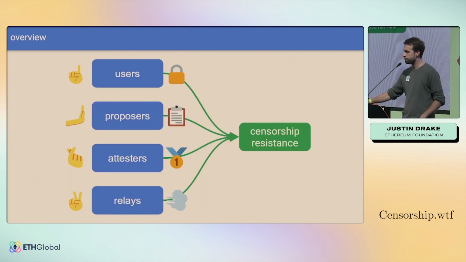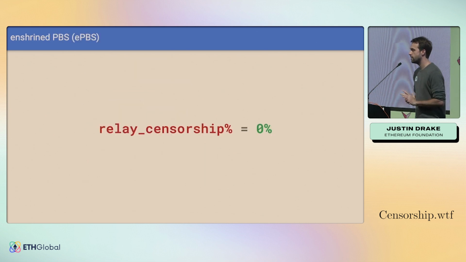Okay, so let's go through each of these 4 solutions: encrypted mempools, inclusion lists, MEV burn, and ePBS. Let's start with ePBS, actually, because it's very simple. The idea of ePBS is to remove the relays completely. So relay censorship goes to 0, nice and clean formula here.